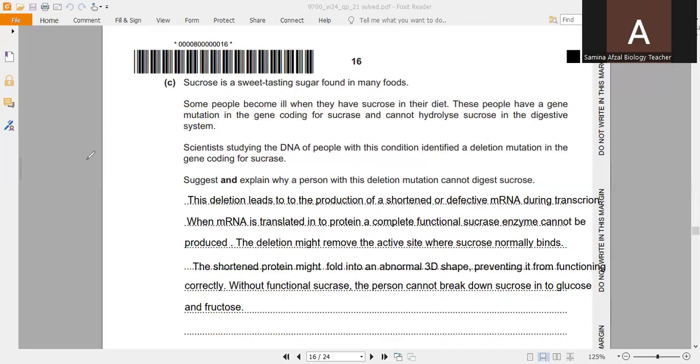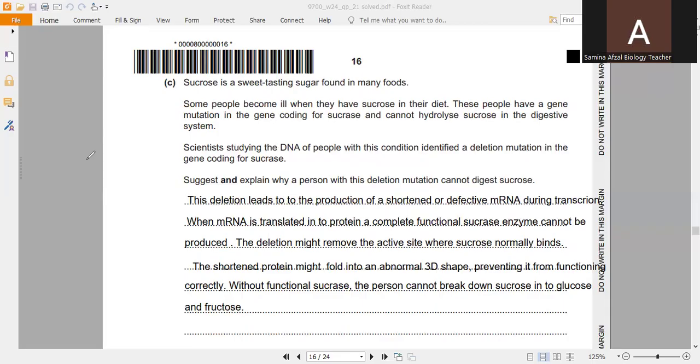But what happens in some individuals is a mutation in the gene that codes for sucrase, that enzyme. Without this enzyme, sucrose will not break down. This mutation is described as a deletion mutation. Deletion means something has been deleted during the coding. So we can say a part of the gene is missing.